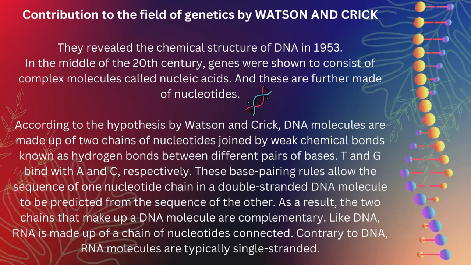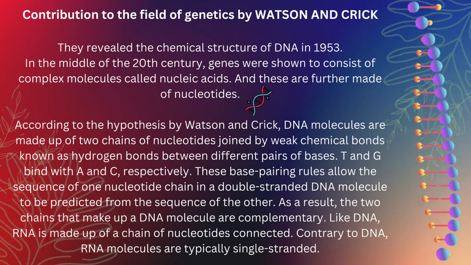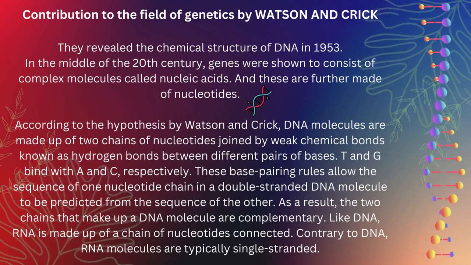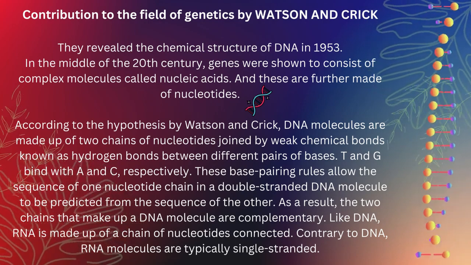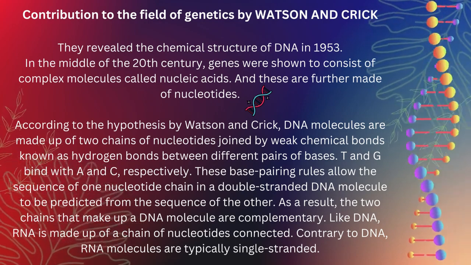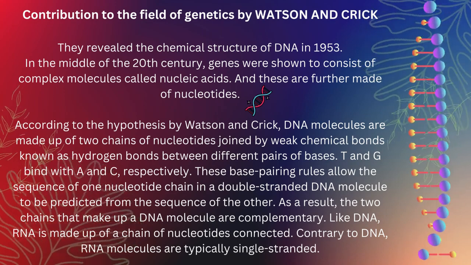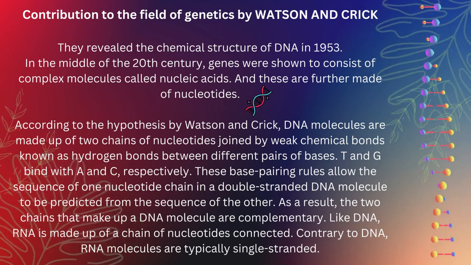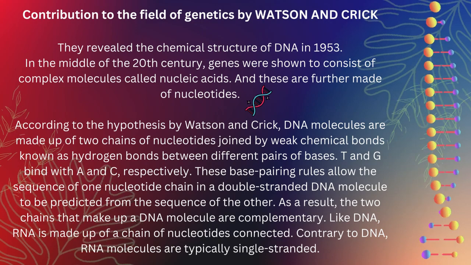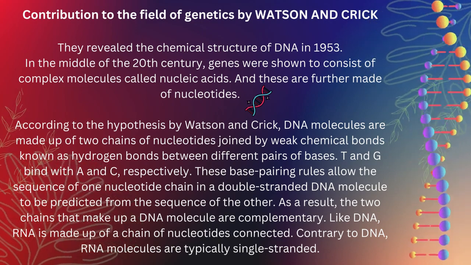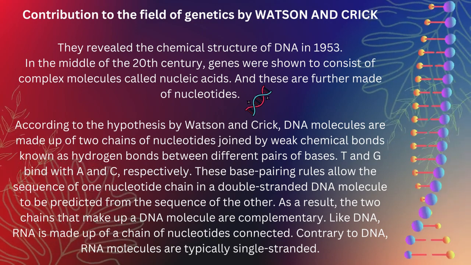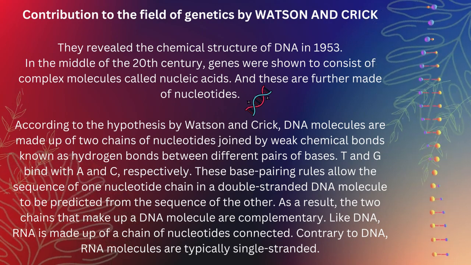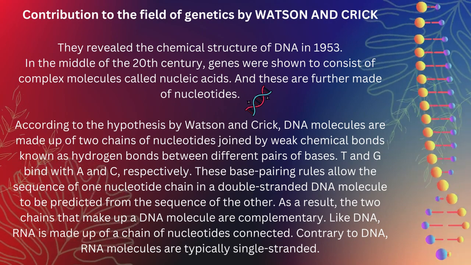In the middle of the 20th century, genes were shown to consist of complex molecules called nucleic acids, and these are further made of nucleotides. According to the hypothesis put forward by Watson and Crick, DNA molecules are made up of two chains of nucleotides that are joined by weak chemical bonds known as hydrogen bonds between different pairs of bases. Thymine and guanine bind with the adenine and cytosine respectively.